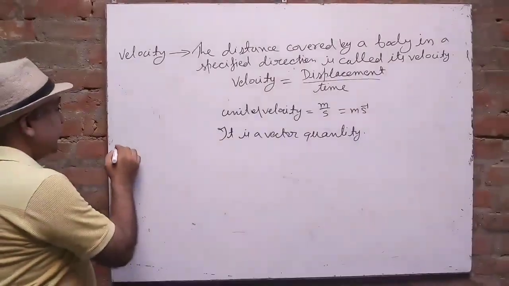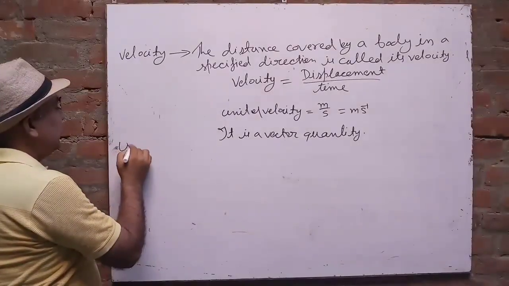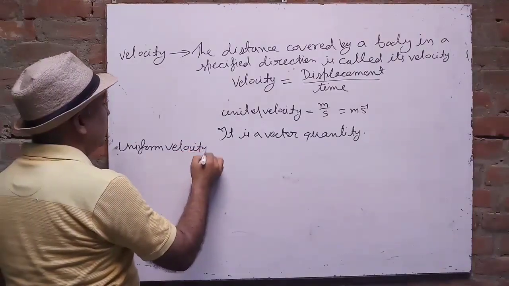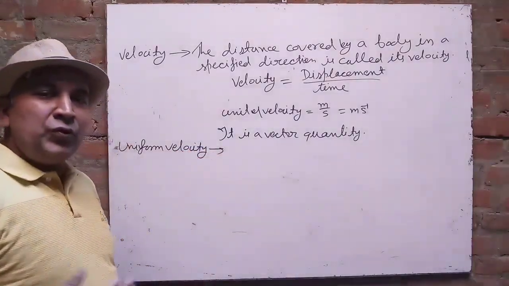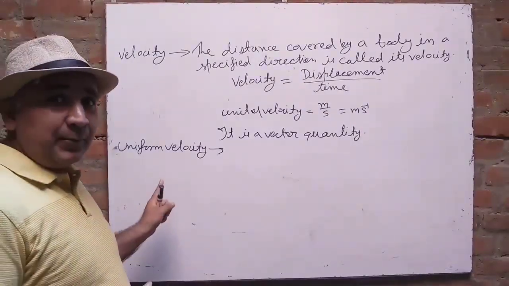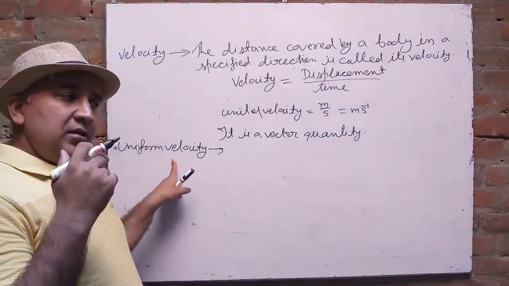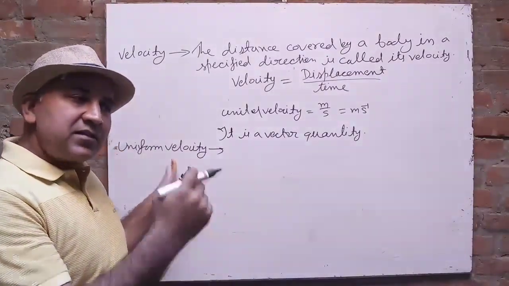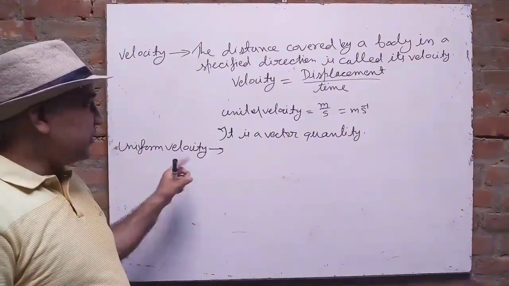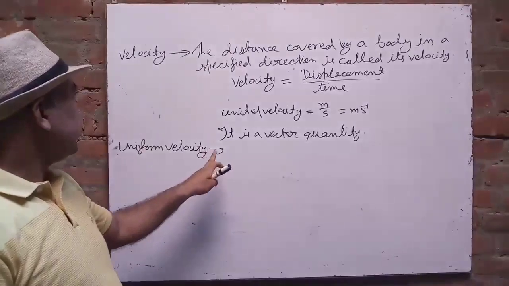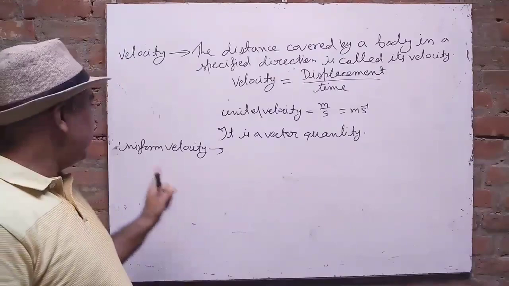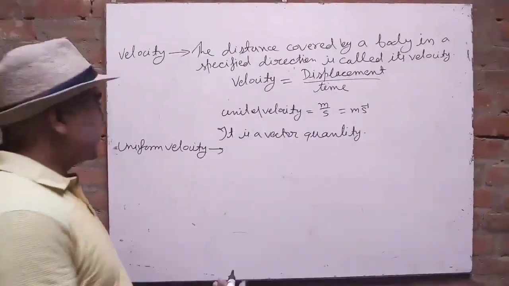Okay, now we are going to study uniform velocity. Uniform speed, uniform velocity. You can take the help of that. How to define it? Uniform velocity: same distance in same interval of time in a specified direction, in a certain direction. That means you can say that the same displacement in the same interval of time will be called the uniform velocity. See how to define it.